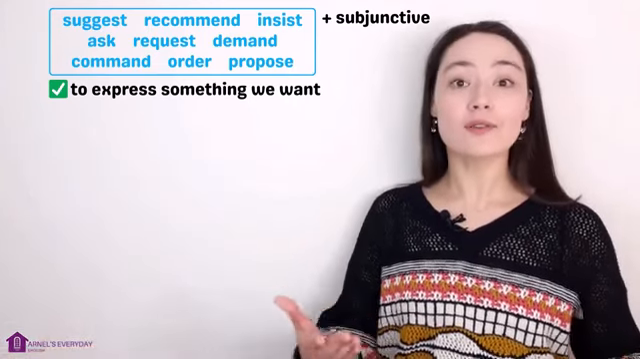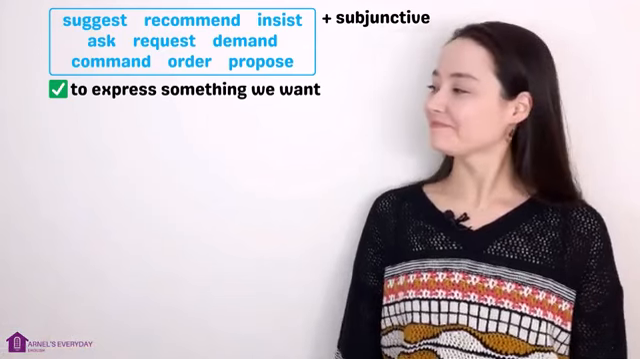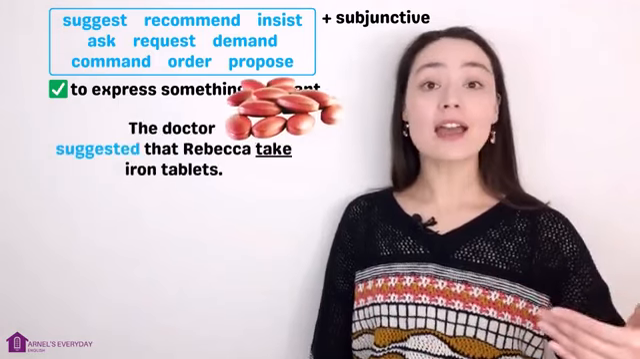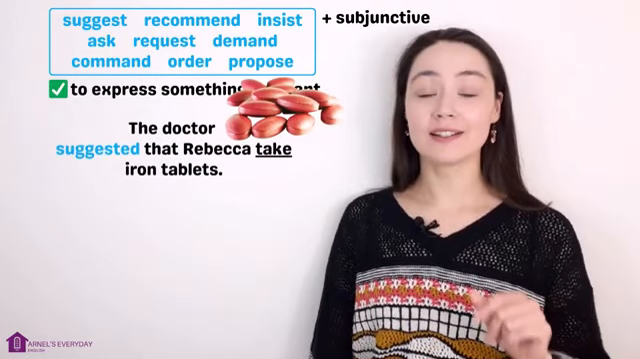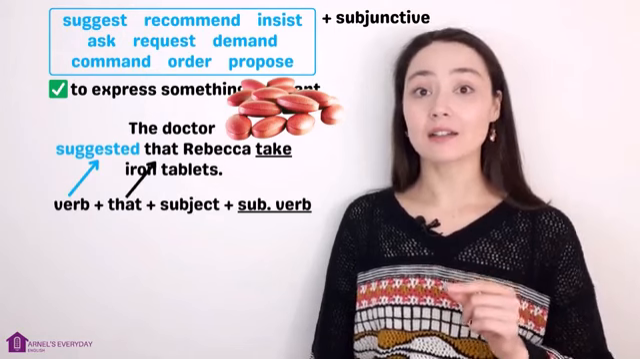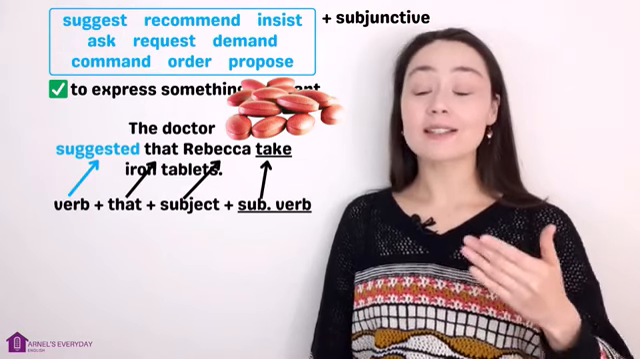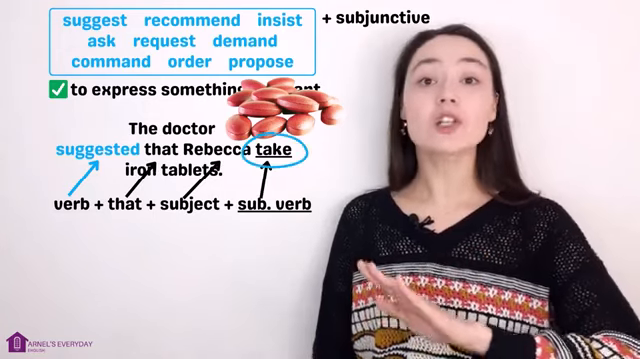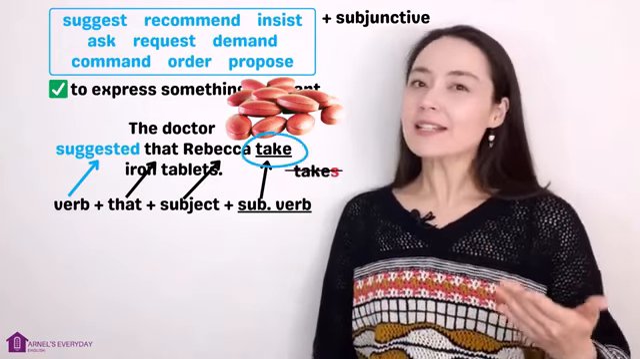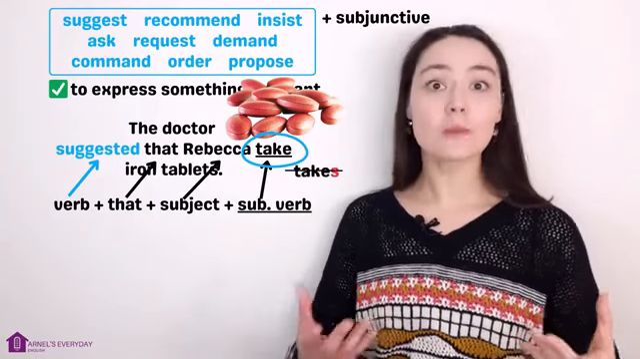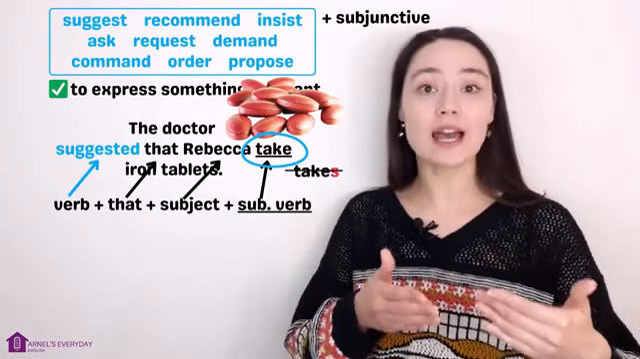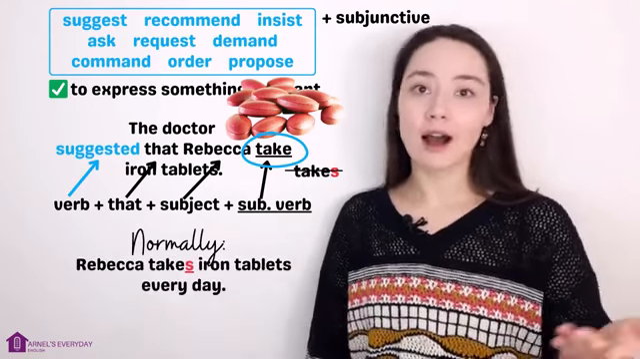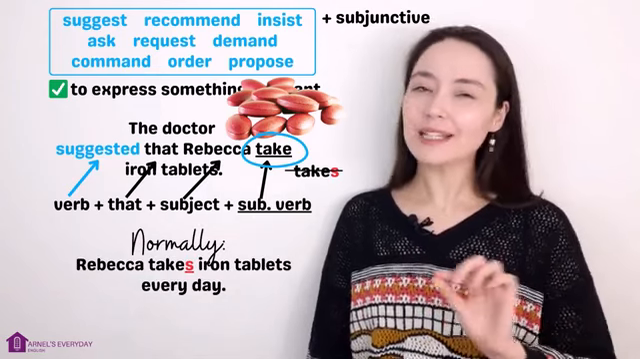Okay, let's do a few examples. The doctor suggested that Rebecca take iron tablets. Verb, that, subject, subjunctive verb. Notice how I'm using take, not takes. This might seem a bit weird because normally we add the S or ES to that third person singular form, like Rebecca takes iron tablets every day. But that's not the subjunctive.